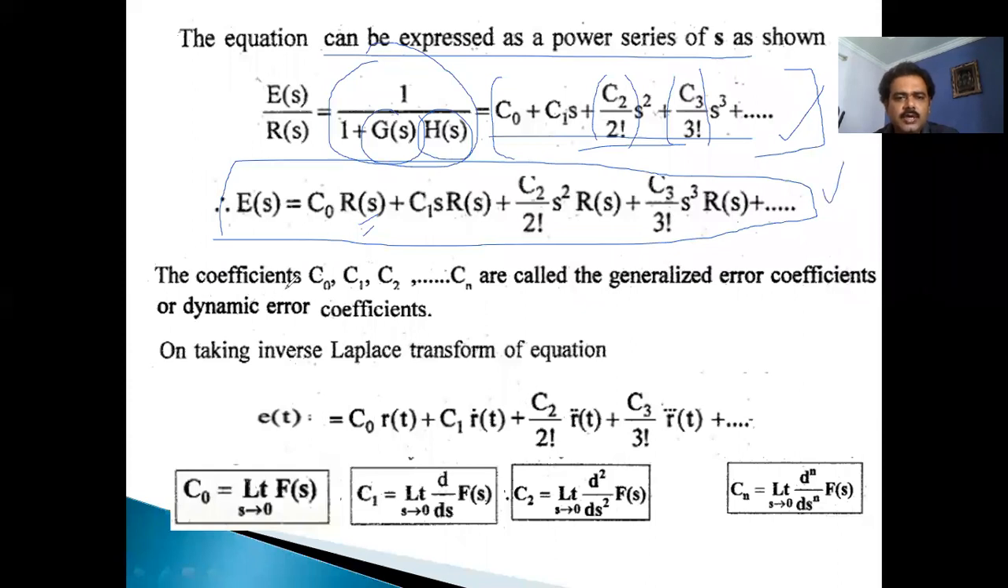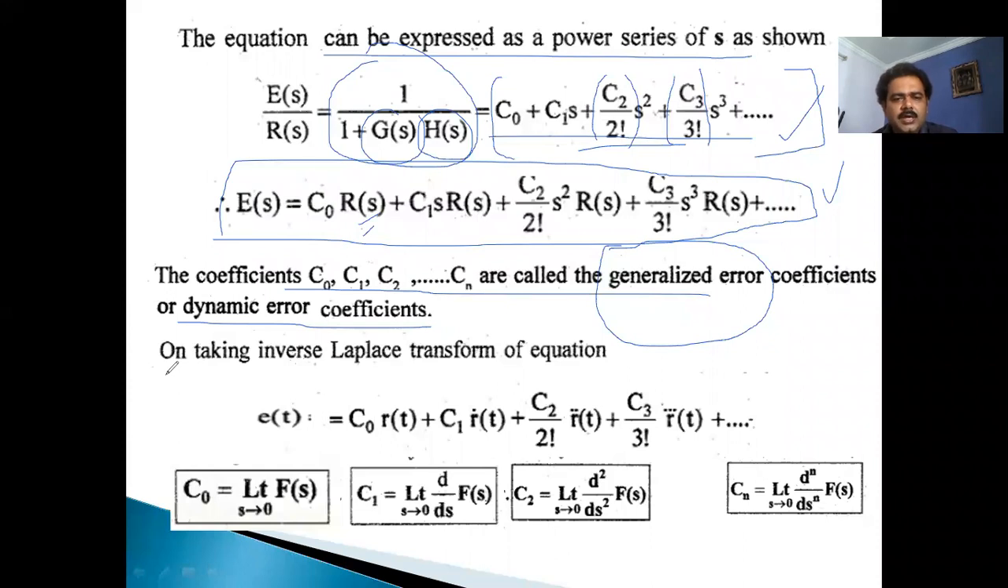So here C naught, C1, C2 are called generalized error constants, or these are also called dynamic error constants. With respect to time, these values are changing. That's why they are called dynamic error coefficients. Okay, C0, C1, C2 are nothing but generalized error constants. Please note down this derivation.